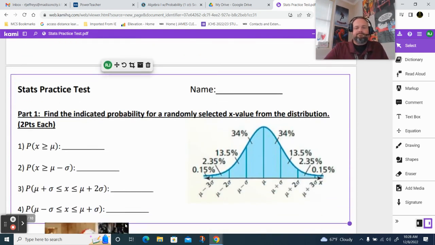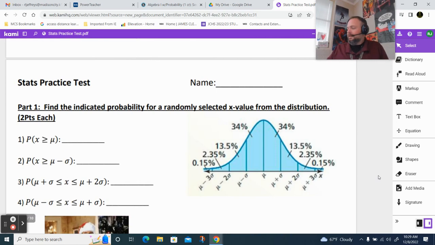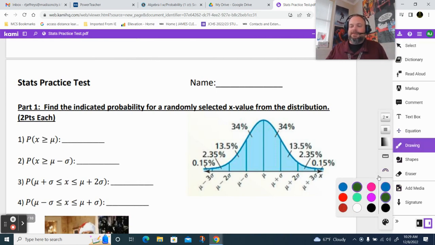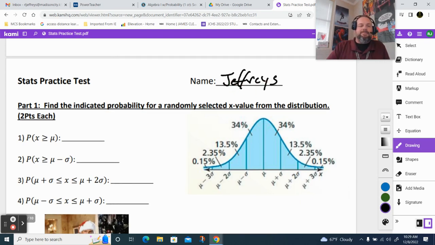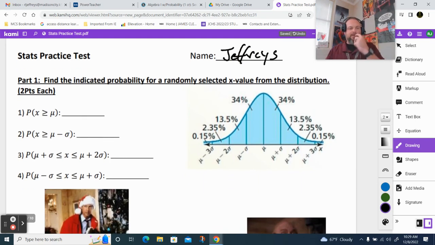Now, going over this test. Always make sure your name's on the test. So if x is greater than mu, well, mu is right here. This would be 50%.